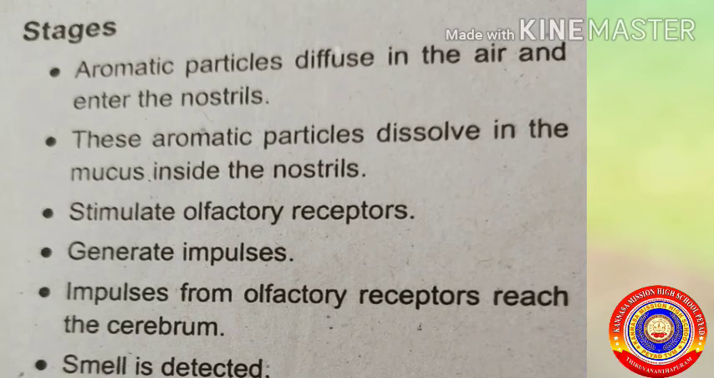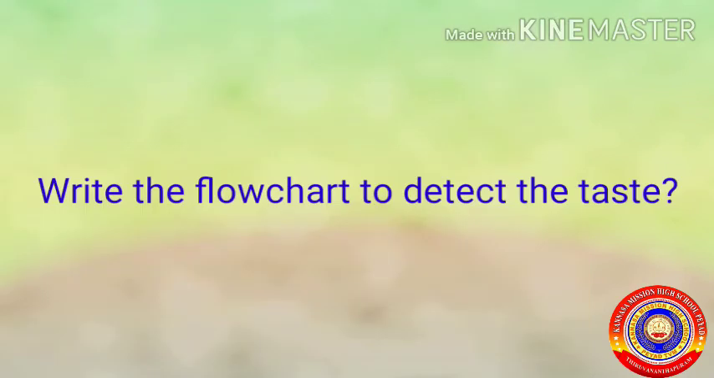Aromatic particles diffuse in the air and enter the nostrils. These aromatic particles dissolve in the mucus inside the nostrils. There they stimulate the olfactory receptor and generate impulses. These impulses from the olfactory receptor reach the cerebrum and as a result smell is detected.